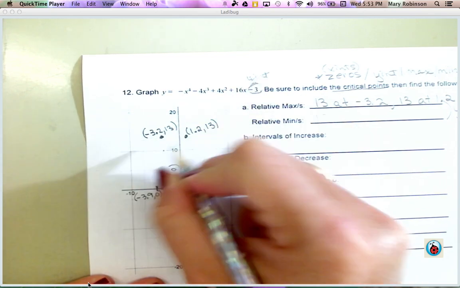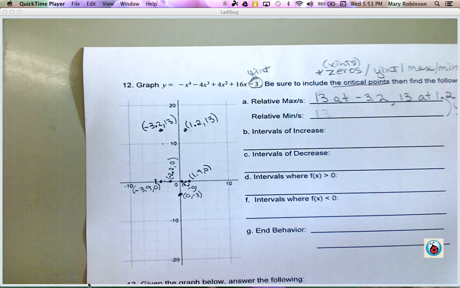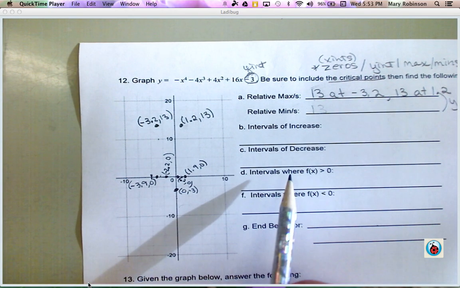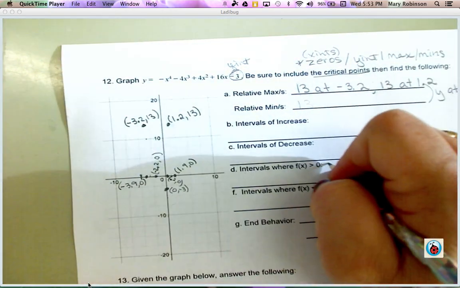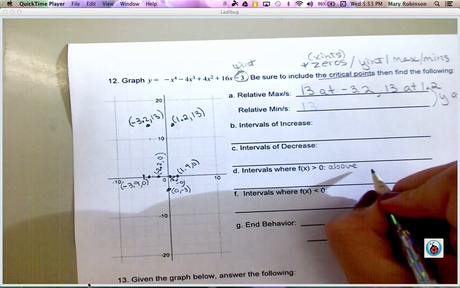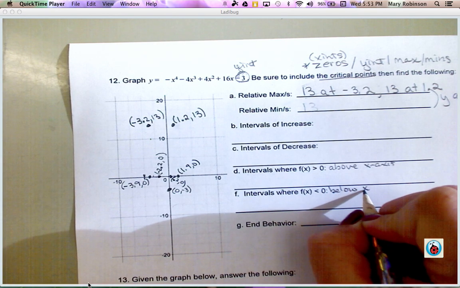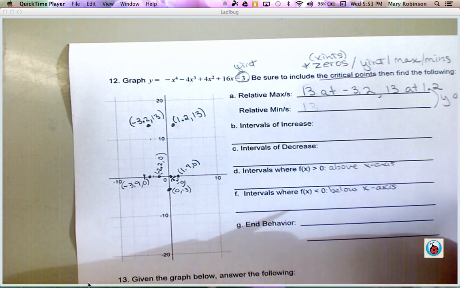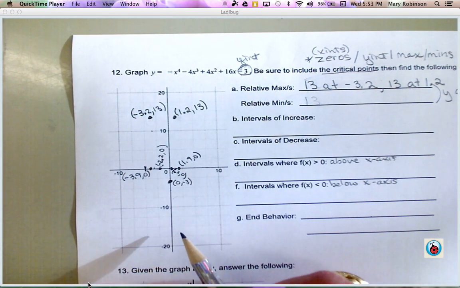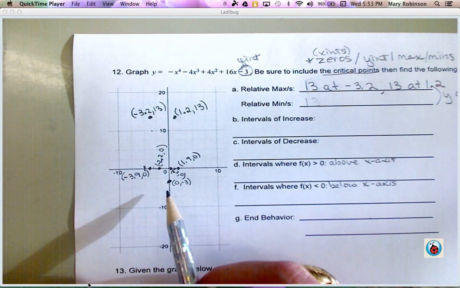This is especially helpful because you're going to need to write your intervals of increase, decrease, and where they are above the x-axis and where they are below the x-axis using the x-coordinates from these points. So very important. All right, next we simply need to find our min.